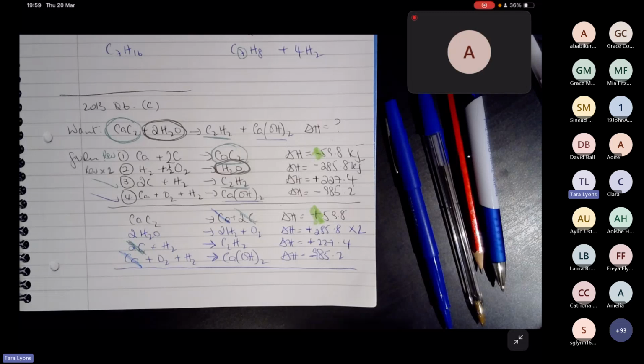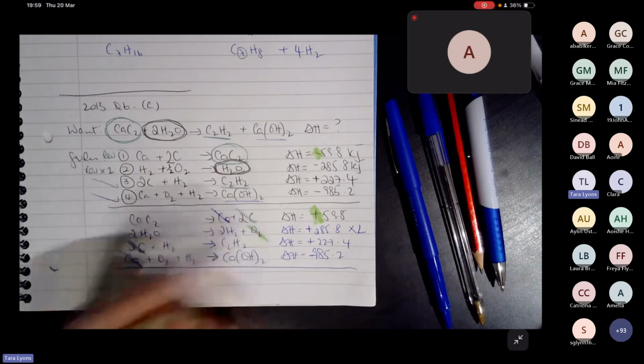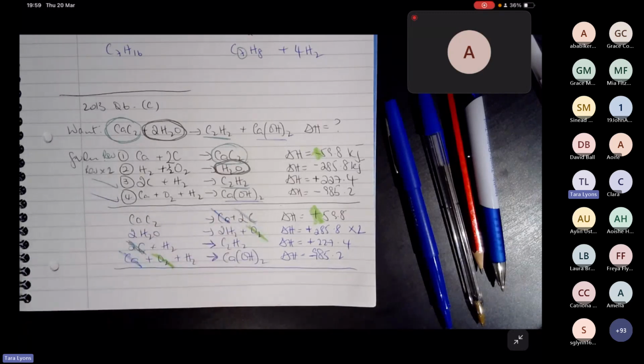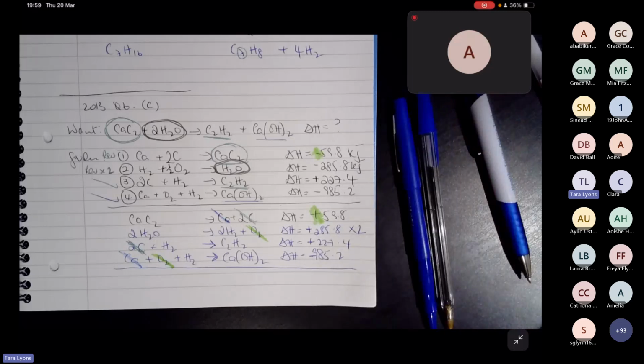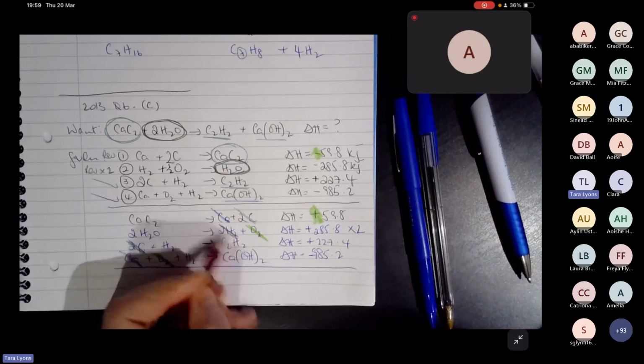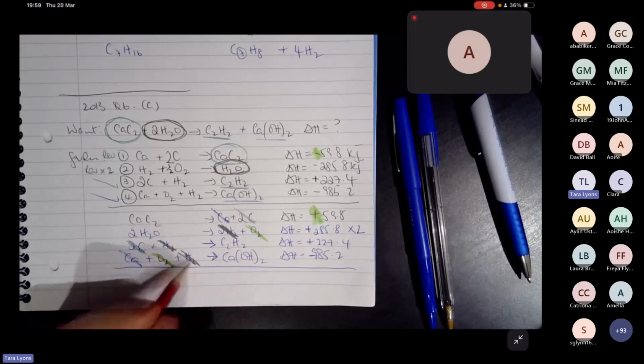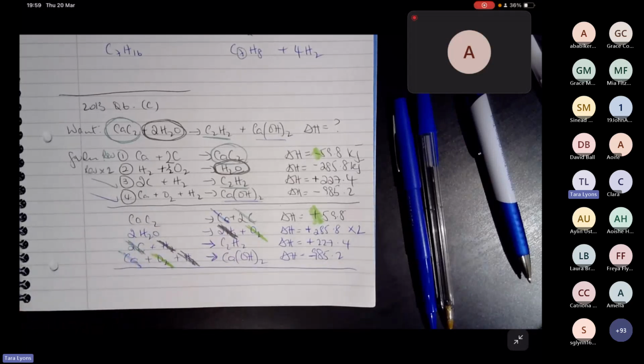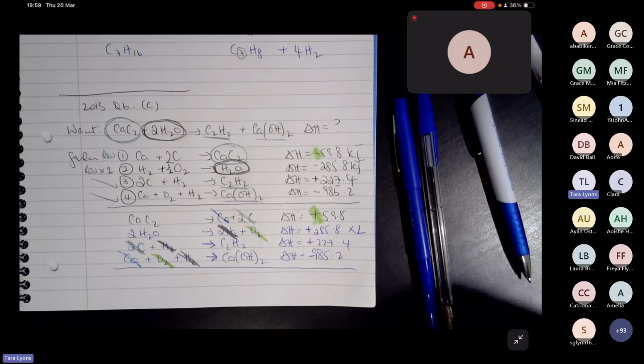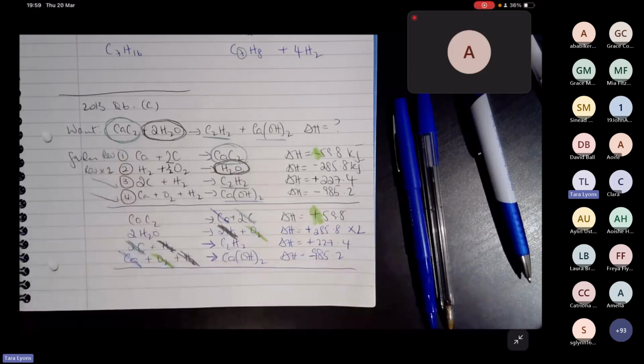Whatever energy was involved in making that O2 on the right is knocked out by the O2 being used up there on the left. And whatever energy was involved in making those 2 H2s on the right, well, they're knocked out by that H2 and that H2, so you can combine on the left. Now, if I have done everything properly, I should be left with exactly what I wanted.